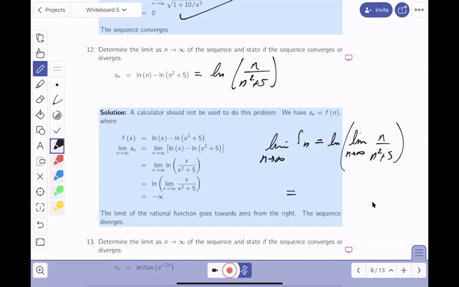And it's going to be the natural log. I've got to look at the inside now. And where's that limit going? Well, this limit here is going towards 0 from the right side, right? That's where that limit's going.